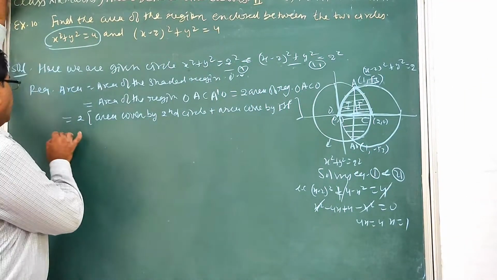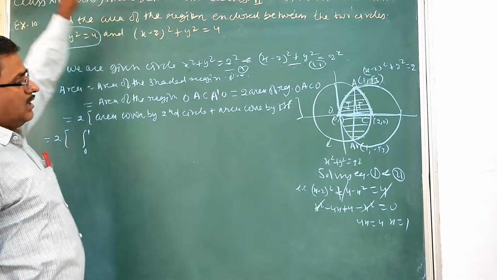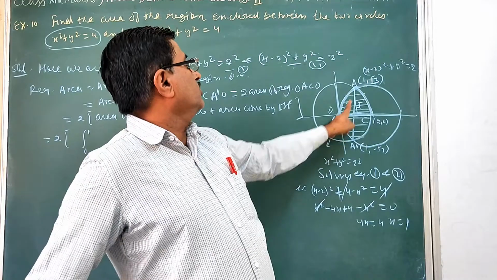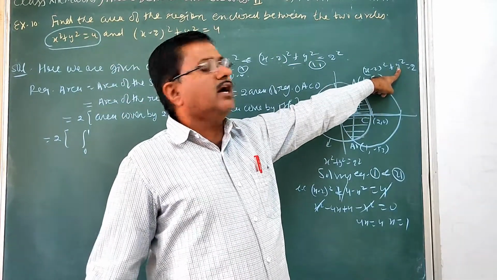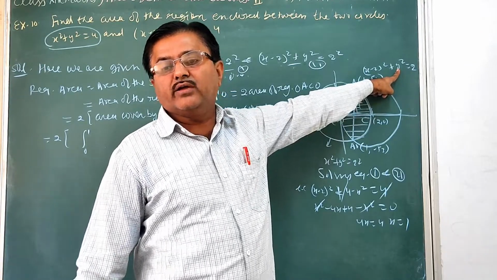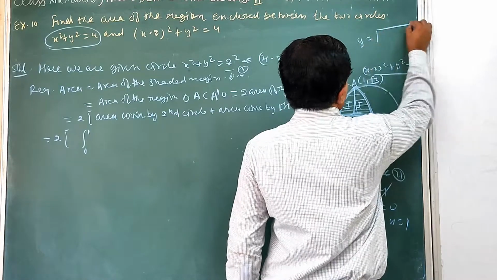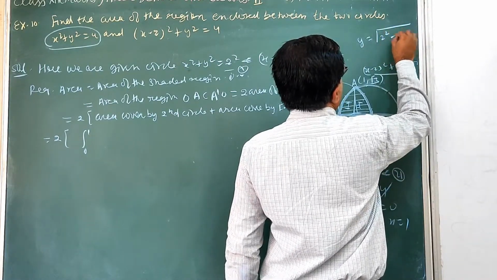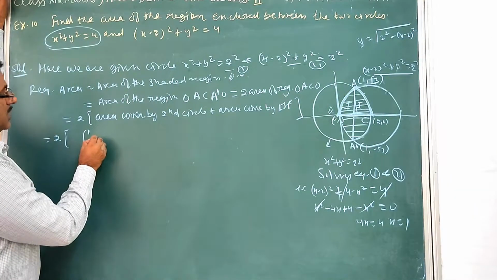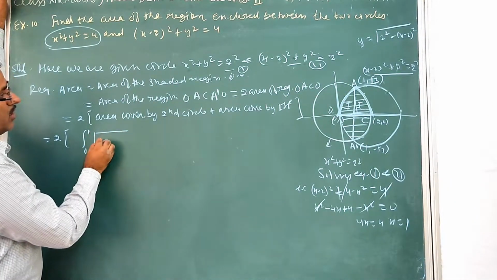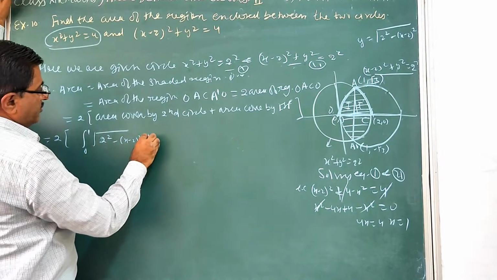So the required area is 2 into the integral from 0 to 1. Now see, very important: 0 to 1 is the area covered by the second curve. From this you find the value of y. So y will be root of 2 square minus (x minus 4) square. So we got here the integral of root of 2 square minus (x minus 4) square.